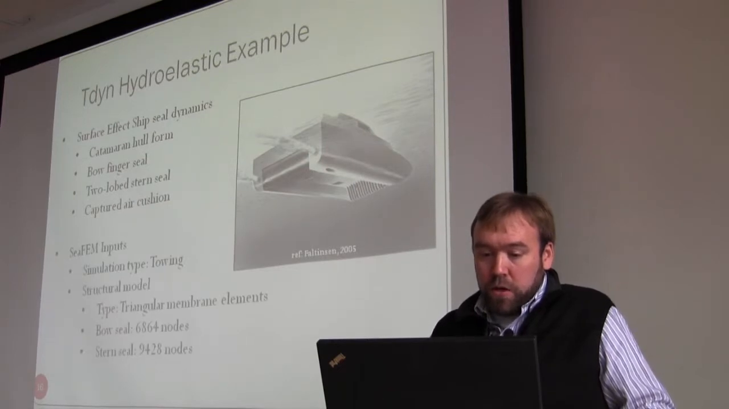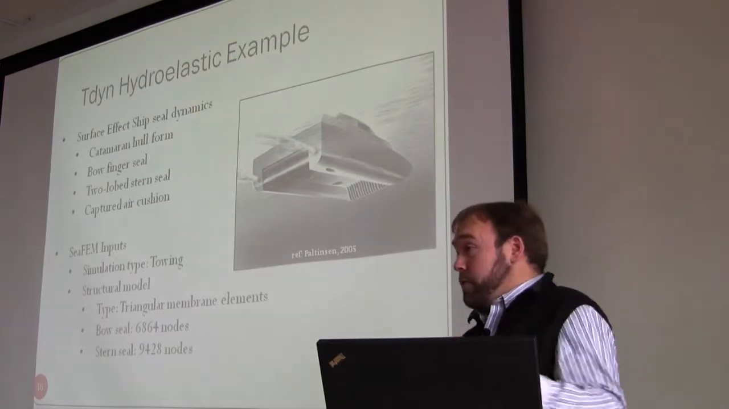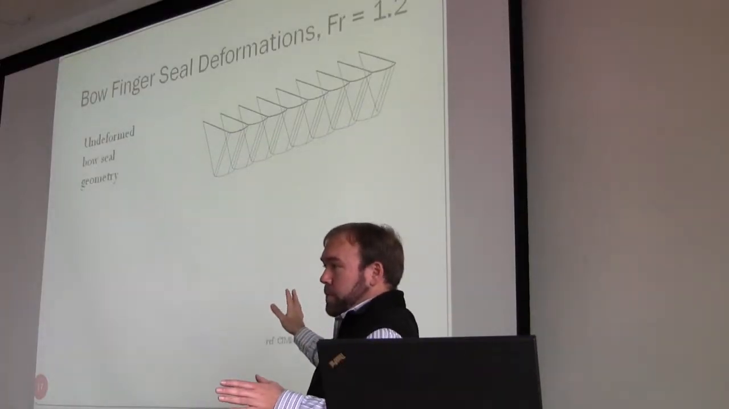So now if we use CFEM for this particular problem, and actually this really should say RAM series also, it's a combination of the 2, we can treat this as a towing problem, ship towing. And the structural model uses membrane elements with the number of nodes listed there in the bow and stern seal. And so when we start at time 0, the geometry of the bow seals looks similar to this.